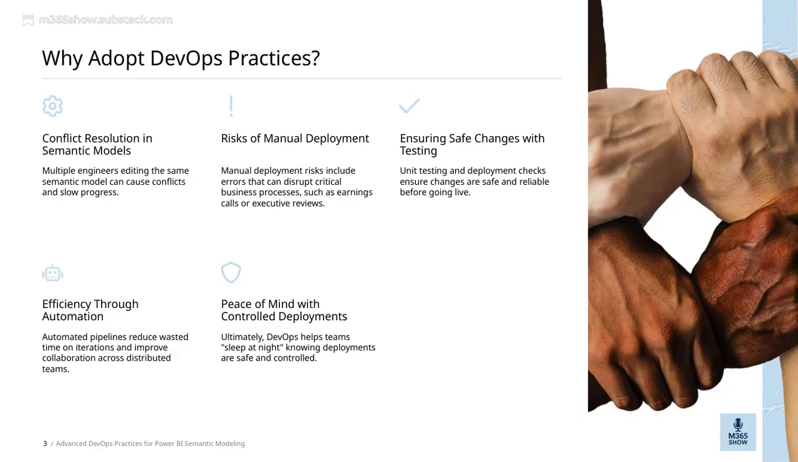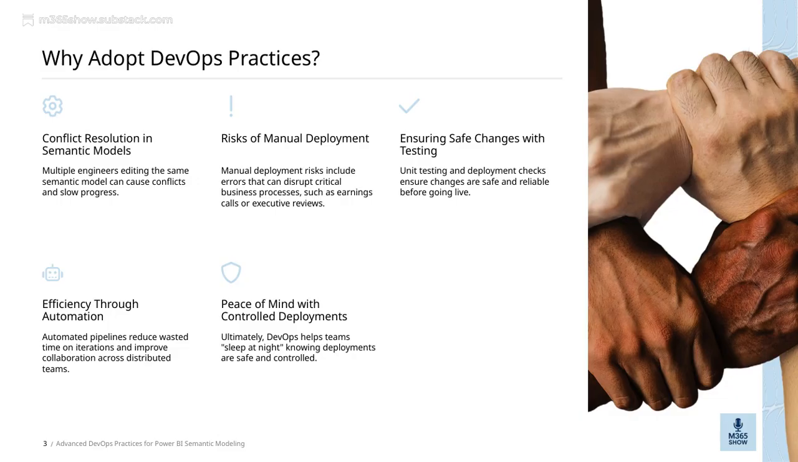Speaking of risks, manual deployment can be dangerous. Errors can slip in and disrupt critical business activities like earnings calls or executive reviews, which we definitely want to avoid. Finally, when multiple engineers are working on the same semantic model, conflicts can arise, sometimes slowing down progress or causing errors. That's where proper conflict resolution becomes essential.